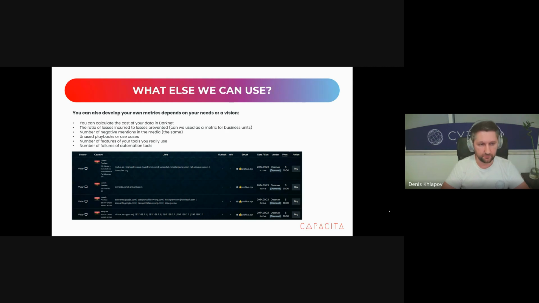After some basic things, like the ratio of losses incurred and losses prevented. So it's already more of a business metric, and you can show it to management. Or, for example, the number of negative mentions in media. Why not? If you didn't have any negative mentions during the year, it means that your reputation as a company didn't suffer. So was it an achievement of your SOC? Definitely, yes, of course. And you can calculate it, check it, and provide it to your management as a metric of your effectiveness.